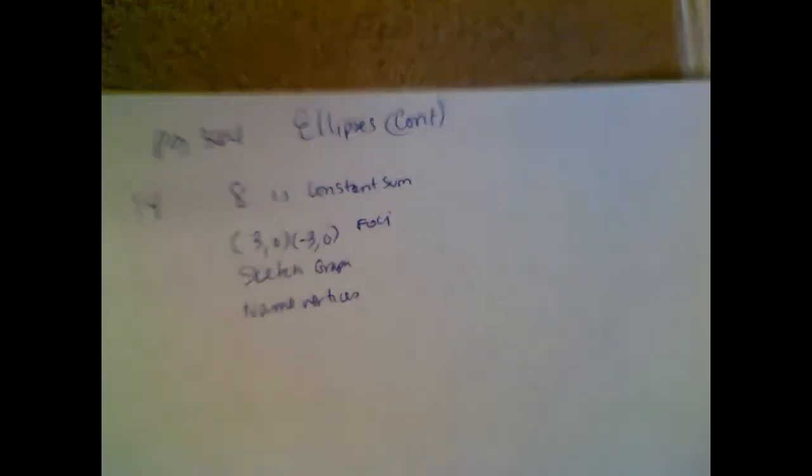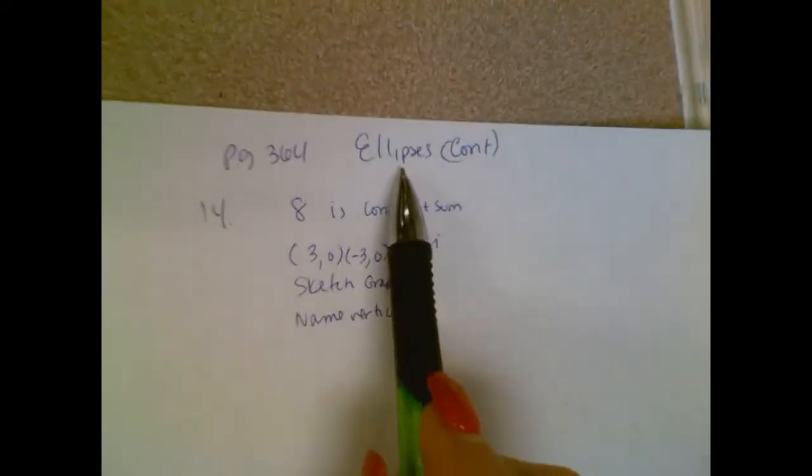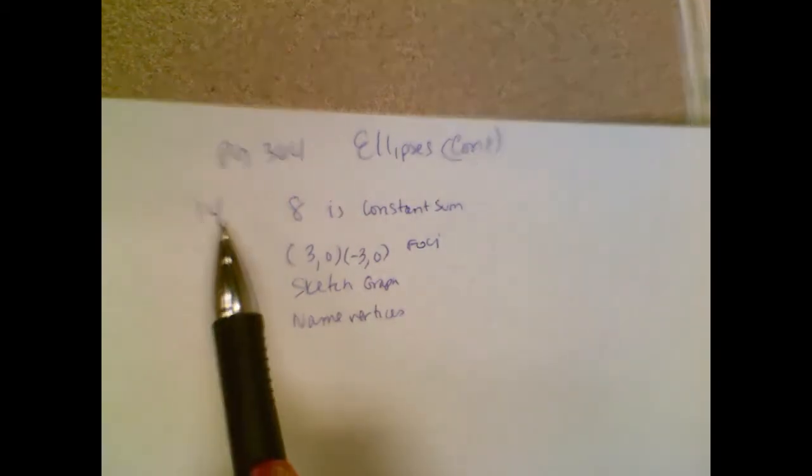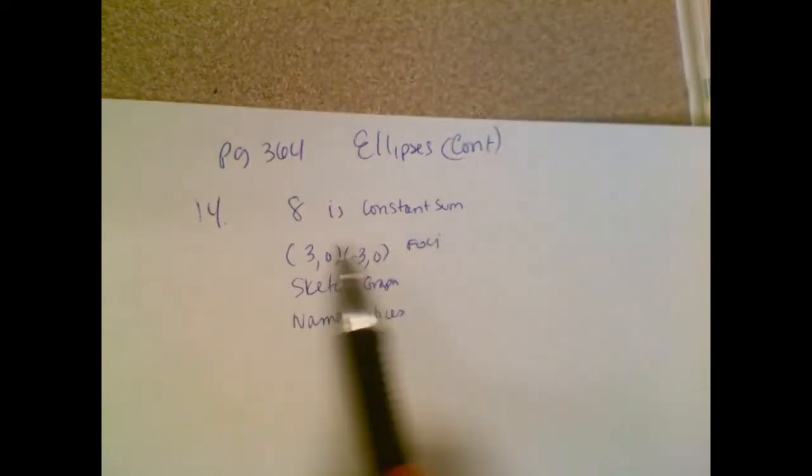Okay, this is the ellipse homework continued. This is page 364, ellipses continued. I left off at 13 on the last part, so this is 14. I've already written down some stuff from this problem because it's a word problem.